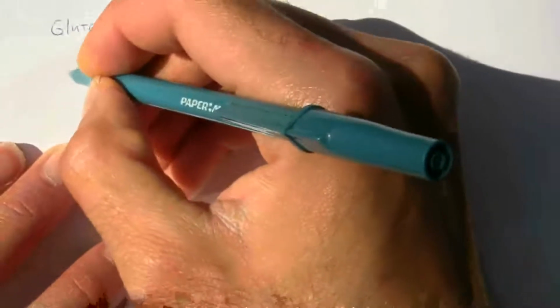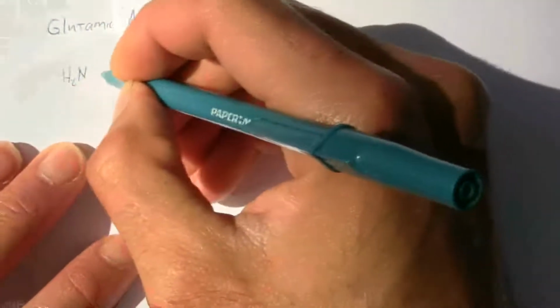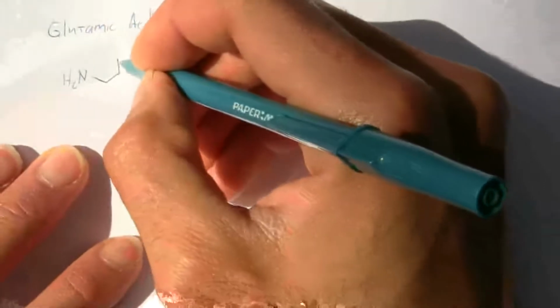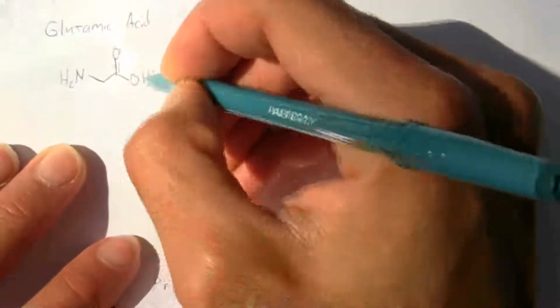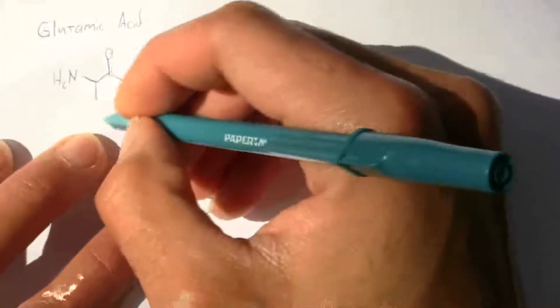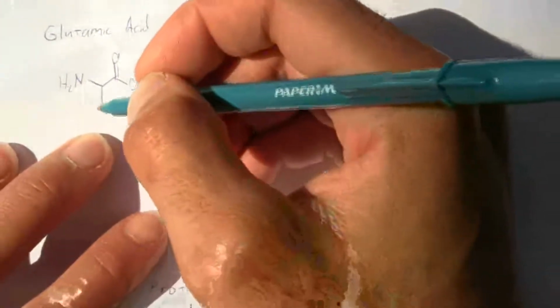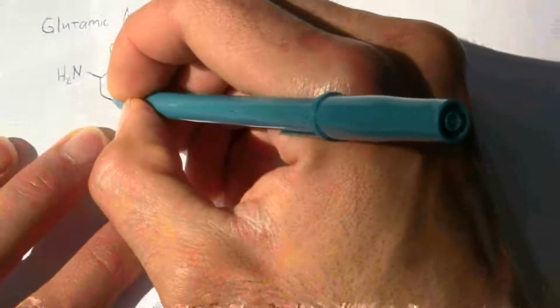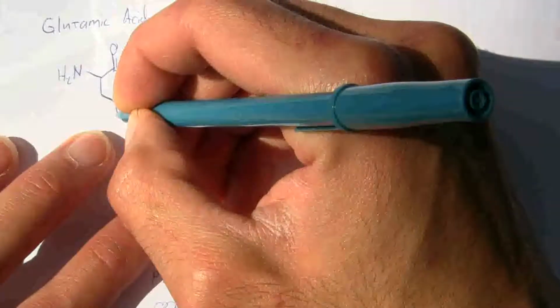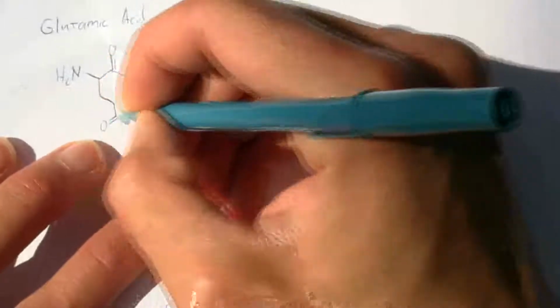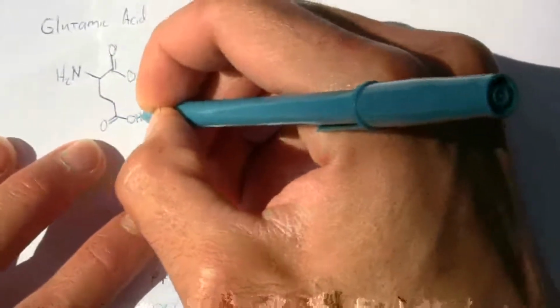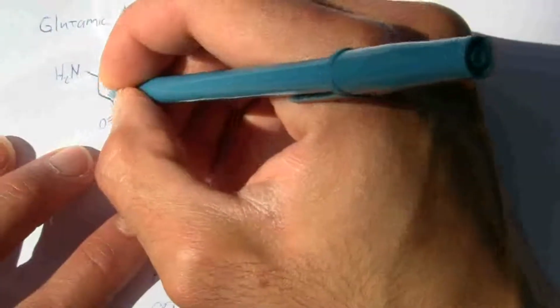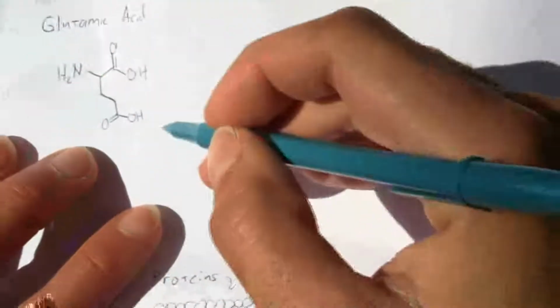we have the same amino part and the acid part. Okay, the only difference, remember, was that R group. Now for glutamic acid, the R group has two carbons and then a carbon with another acid group on there. Okay, so this is glutamic acid.